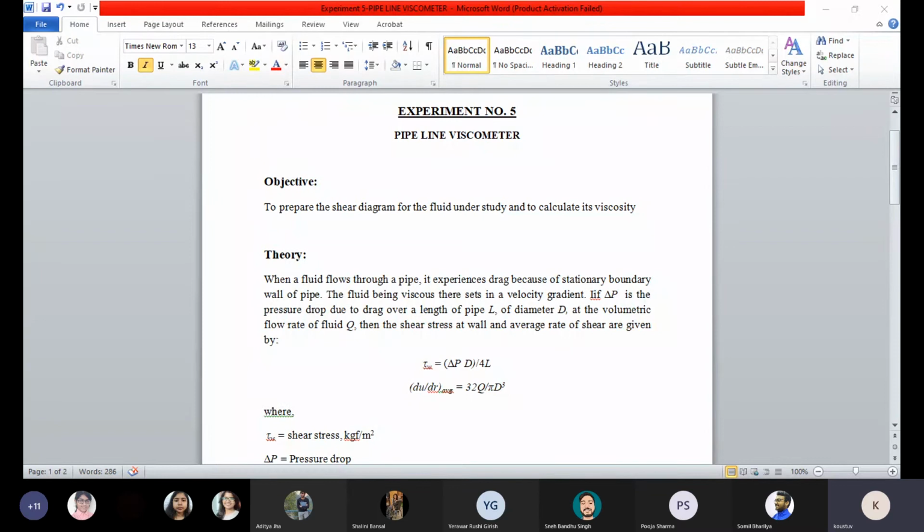Maybe at some point we have to change the name of the experiment, because in reality we are not using any viscometer, but just a straight pipe and trying to validate Newton's law of viscosity, or the fully developed flow: what is the pressure drop and the wall shear stress. So just quickly I will share the image to highlight this.